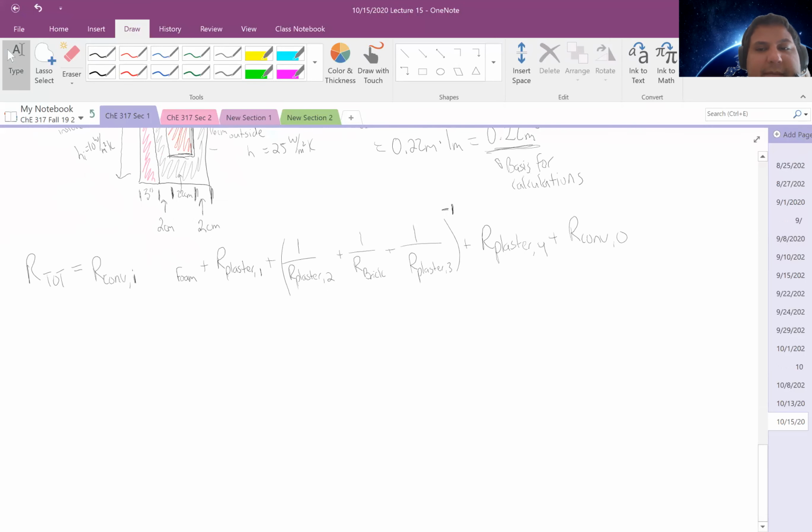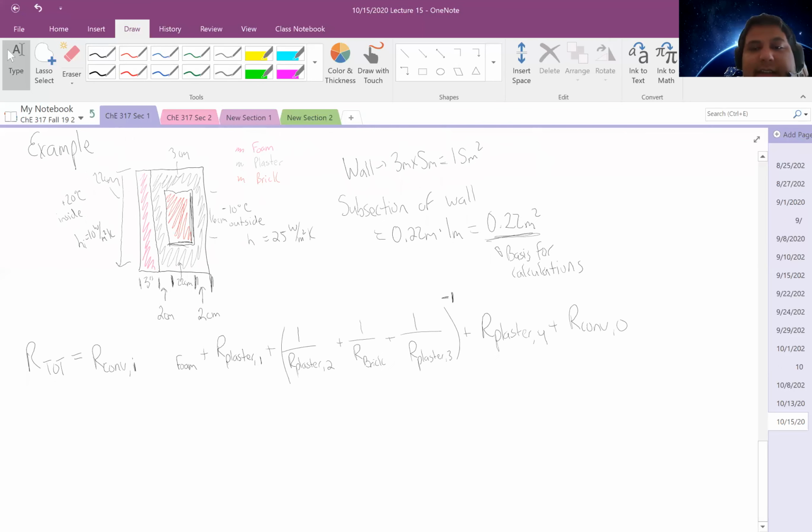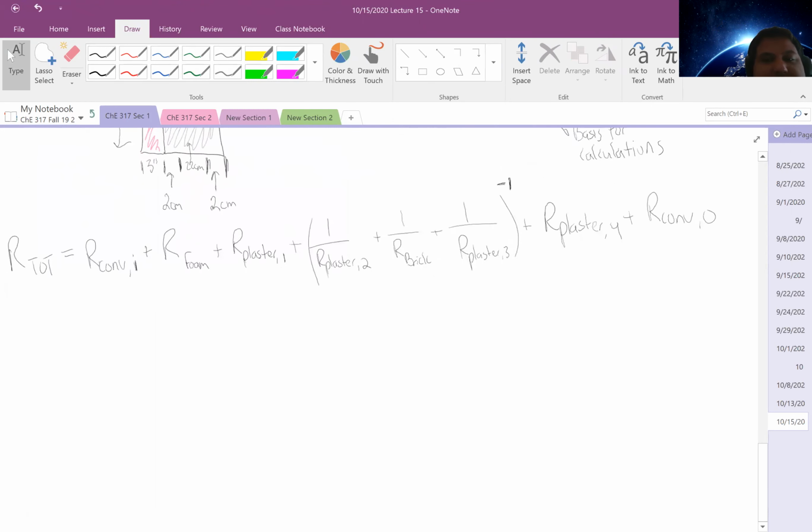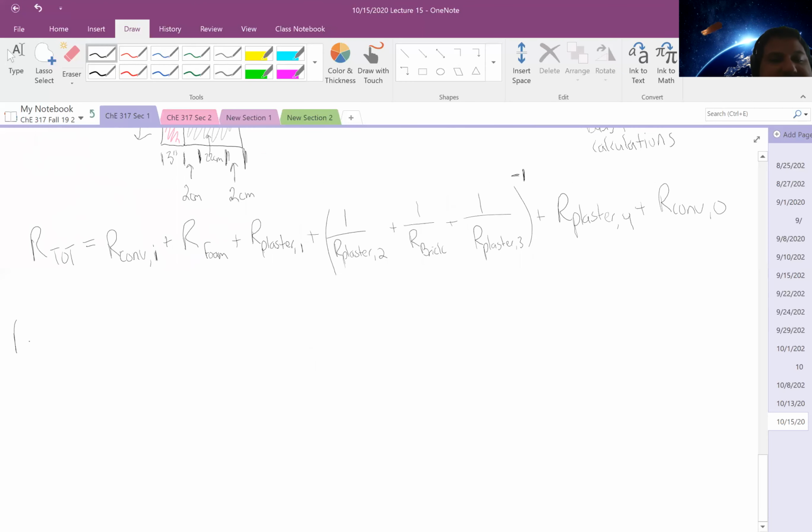With that in mind, there's a couple things you can do. You can calculate the number of repeat units in the wall and then do all your calculations associated with heat transfer, or you can find your heat transfer rate for just this subsection and then correct for the area at the end. For this problem, I'm going to use the latter method. So what I need to do now is identify values for each of these resistances. Let's start with the convective resistance on the inside.